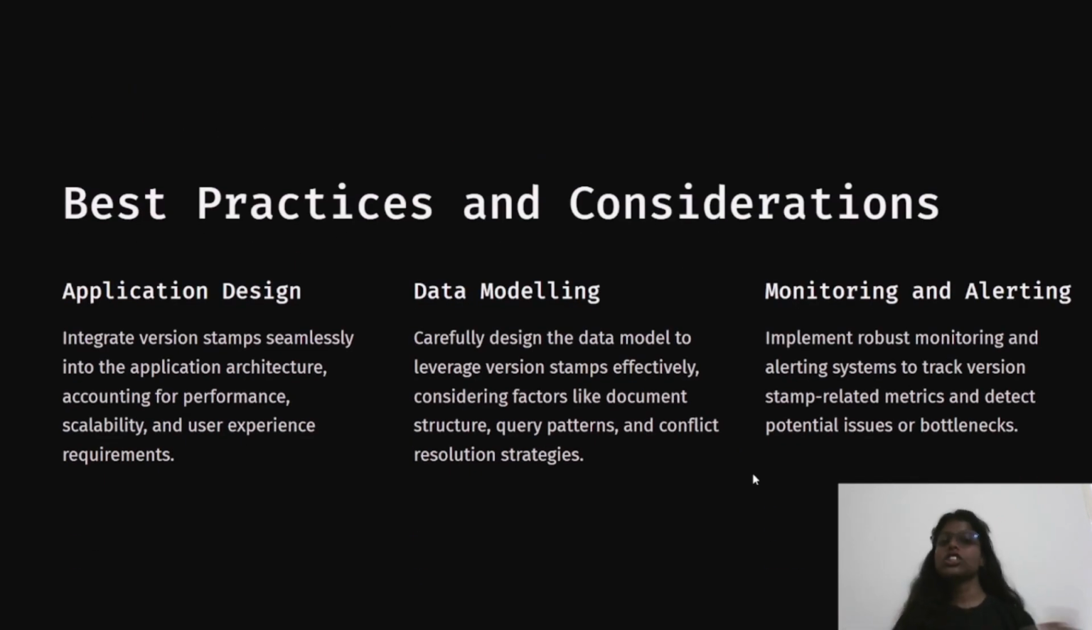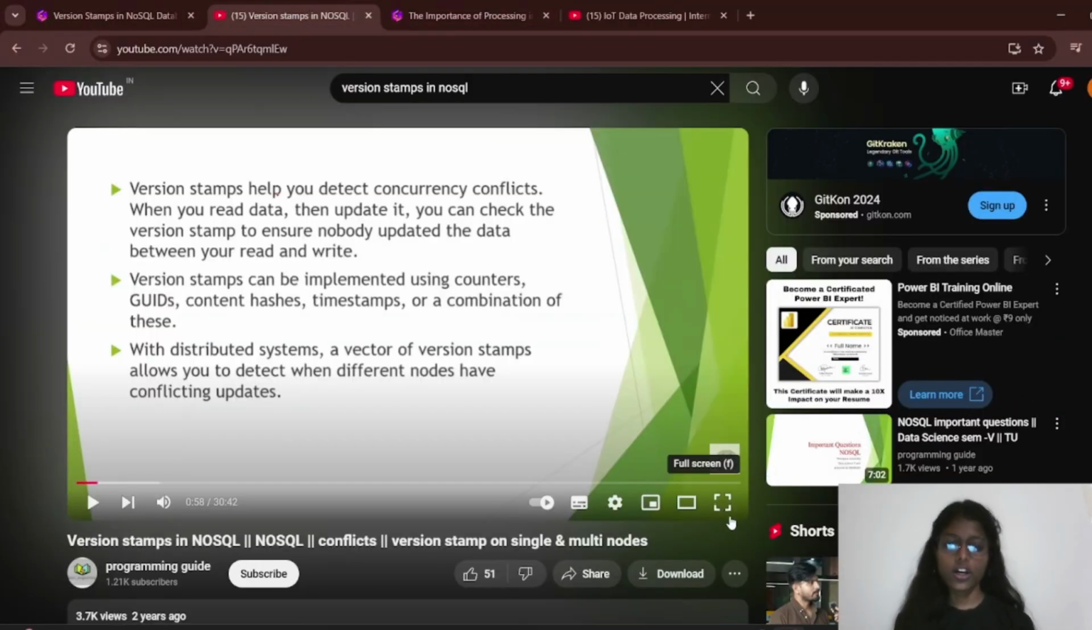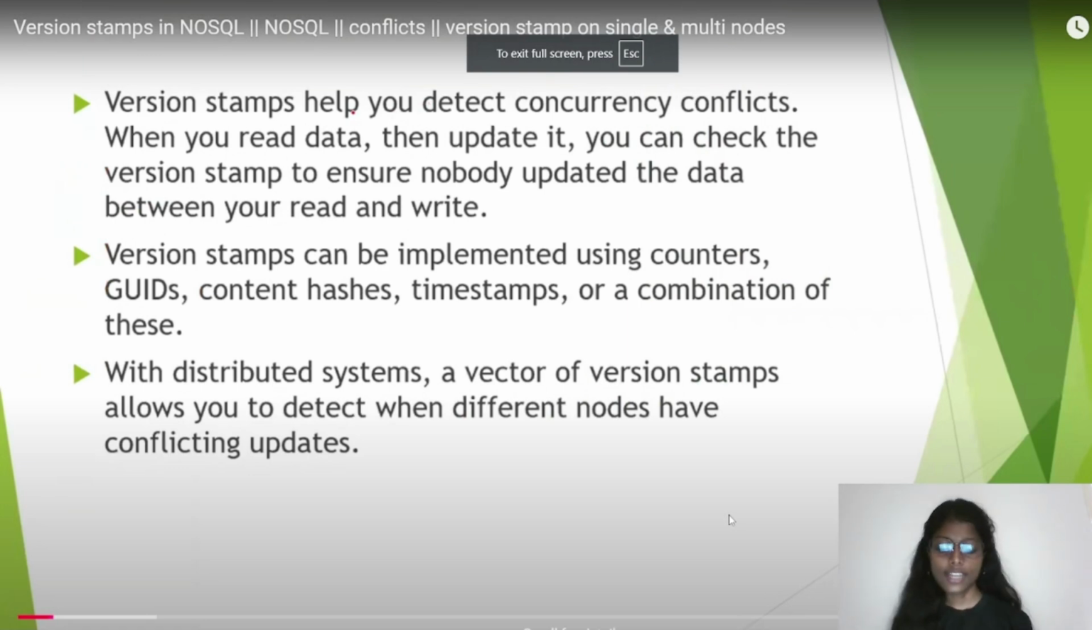So, best practices and considerations. Application design: integrate version stamps seamlessly into the application architecture, accounting for performance, scalability, and user experience requirements. Data modeling: carefully design the data model to leverage version stamps effectively, considering factors like document structure, query patterns, and conflict resolution strategies. Monitoring and alerting: implement robust monitoring and alerting systems to track version stamp related metrics and detect potential issues or bottlenecks. So let's watch a video about version stamps to understand much better.